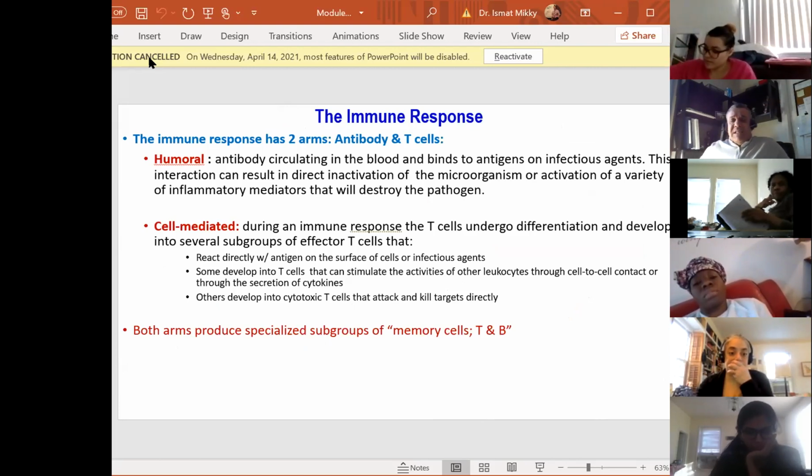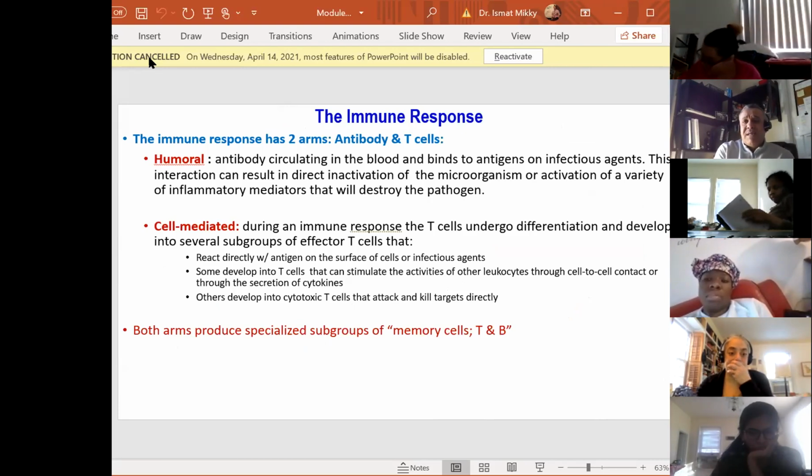One example of the cell-mediated response is when we inject the PPD test. It takes about 48 to 72 hours to elicit the immune response, right? We have to wait. We cannot read it right away. So you have to wait.